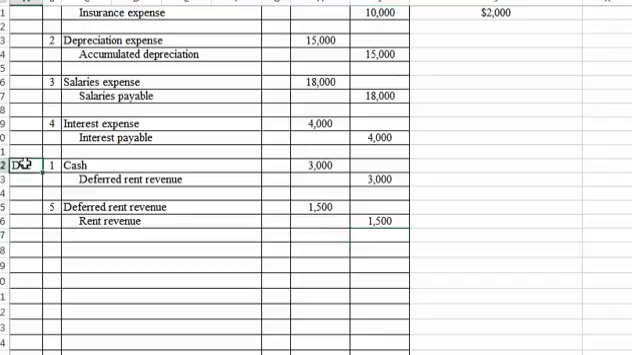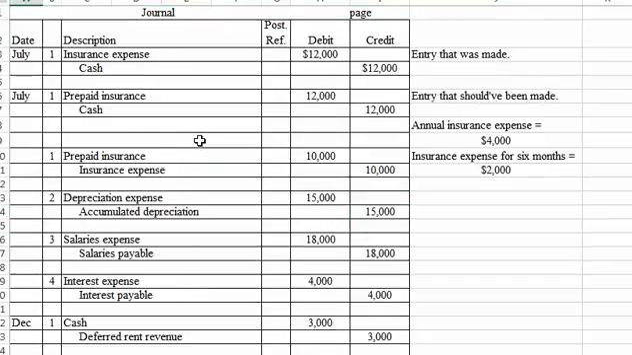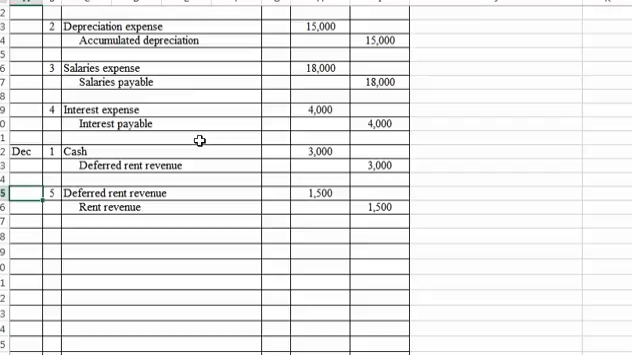So this one is actually not a part of the problem. We can leave it in there anyway. That's just what happened. To me, it makes it easier to make the adjusting entry if you look at what happened on December 1st. Now, once we make this adjusting entry, that leaves our balance in deferred rent revenue at $1,500. That's the amount of rent we haven't earned yet, the part that's for January. And it makes our balance in rent revenue $1,500 for the portion that we earned in the month of December.